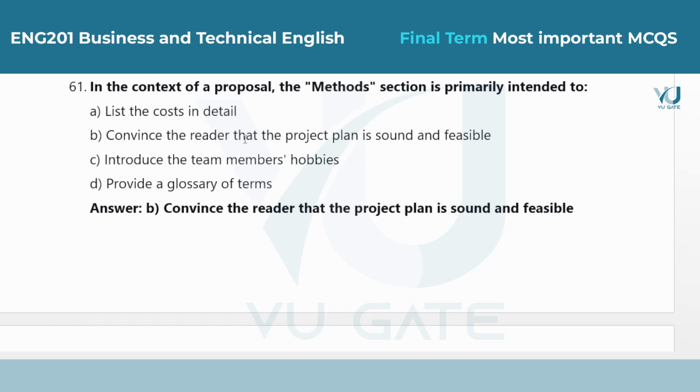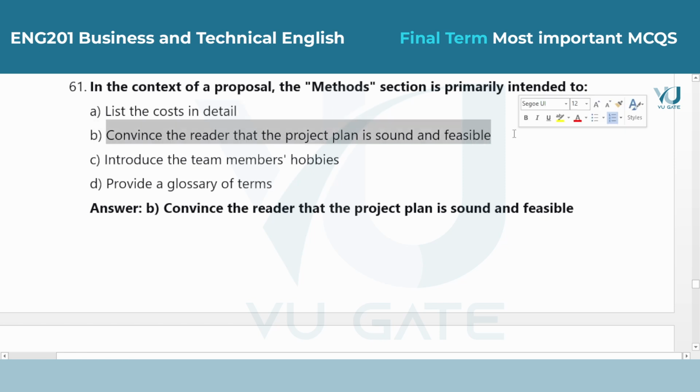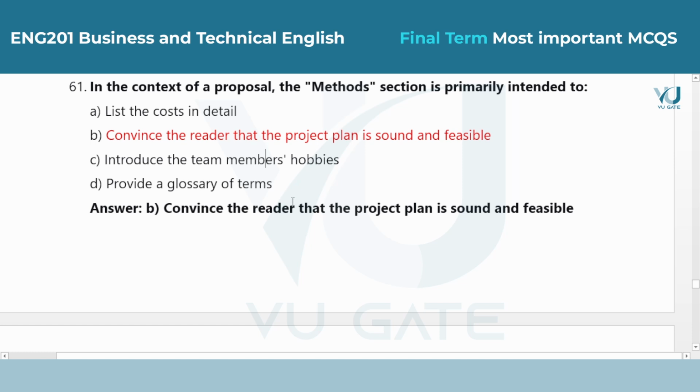61. Question. In the context of a proposal, the methods section is primarily intended to. Answer. B. Convince the reader that the project plan is sound and feasible. Concept. This section provides a detailed roadmap of how the work will be done, proving the team's technical competence.